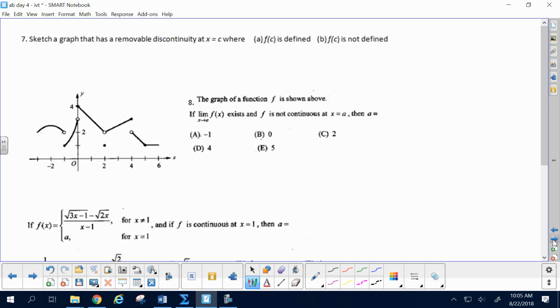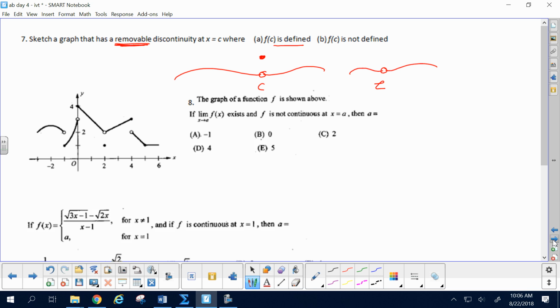7, sketch a graph with a removable discontinuity where f at c is defined. Removable means what kind of graph attribute? Hole. F at c, so here there is a removable, so there's a hole at c. When they say f at c is defined, that means there is actually a place where there is a dot, it's just got a hole there, so that would mean that f at c is defined, it's just got a discontinuity there. This would mean you've got a removable discontinuity and f at c is not defined, which is to say there is no point at c anywhere.